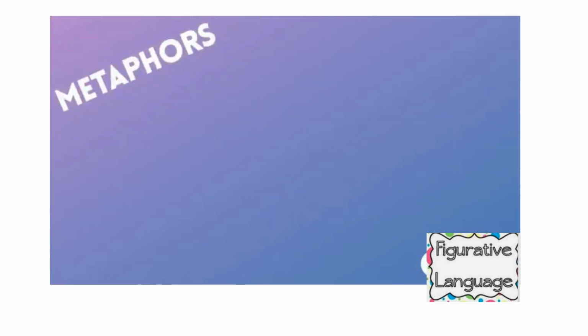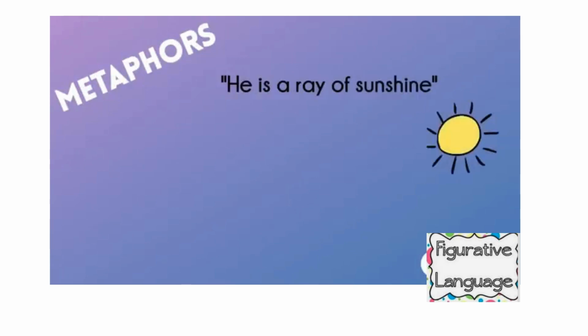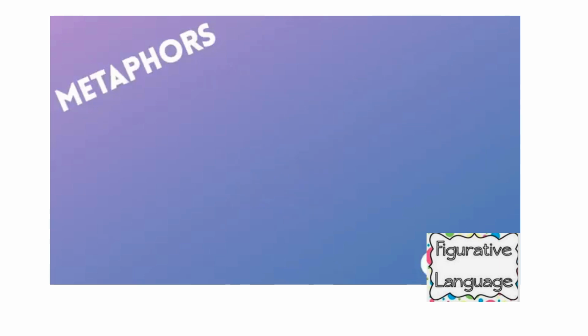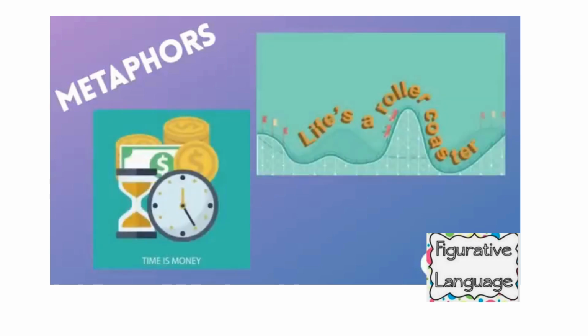For example, you may have heard someone say, "He is a ray of sunshine." This metaphor creates an image of a person who is happy and bright, like rays of sunshine. Some other common metaphors include, "Time is money," and "Life's a roller coaster."